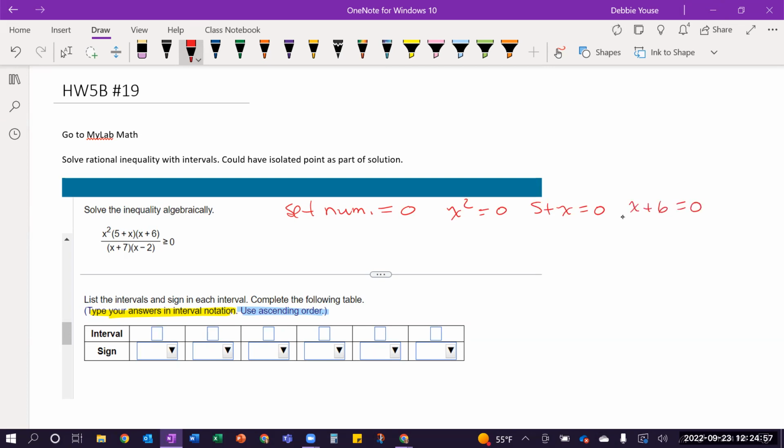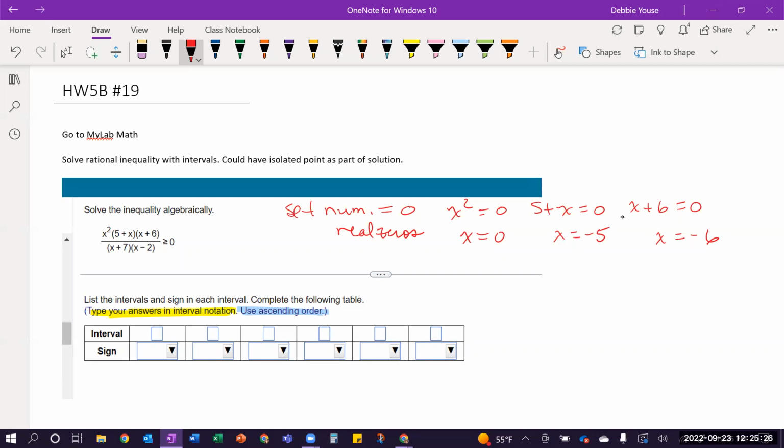And so I'm going to solve each one of those. So I can take the square root, get x equals 0. I can subtract 5, get x equals -5. And I can subtract 6 and get x equals -6. And so therefore I have 3 solutions there. Those are all my real zeros of my function, okay? In other words, real zeros are also your x-intercepts on your graph. And so those mean the same thing.